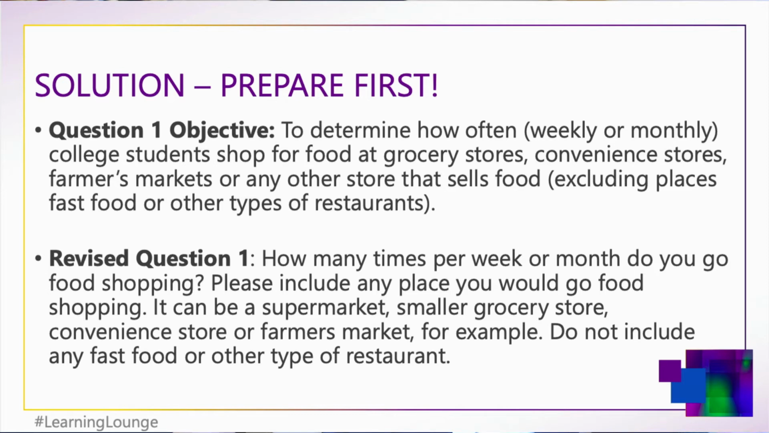farmers markets, or any other store that sells food except for restaurants and fast food restaurants and other types of restaurants. So the question could be revised to read, how many times per week or month do you go food shopping? And then telling the respondent what places we're talking about. Please include any place you would go food shopping. It can be a supermarket, a smaller grocery store, convenience store, or farmer's market, for example. And then we tell them, don't include any fast food or other types of restaurant. So that's for question 1.